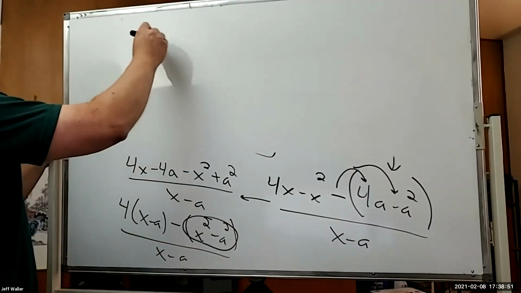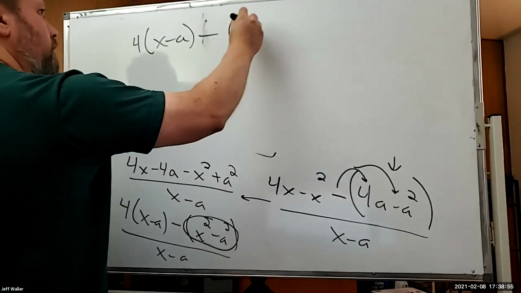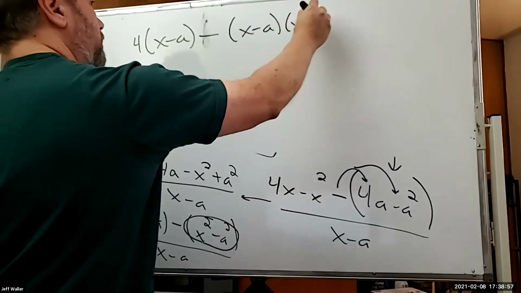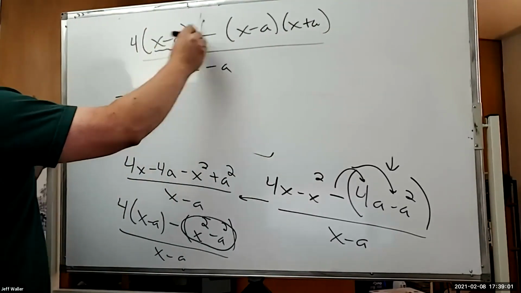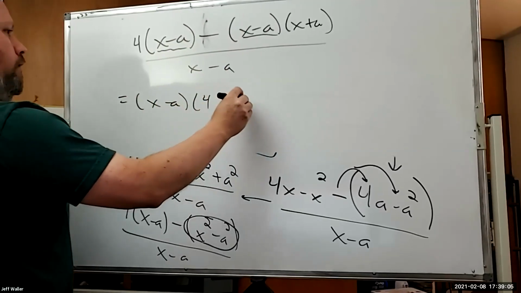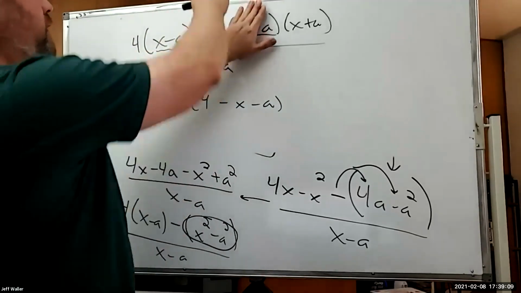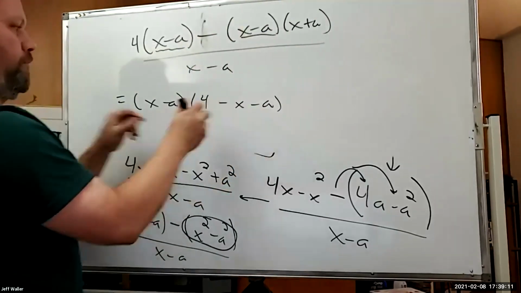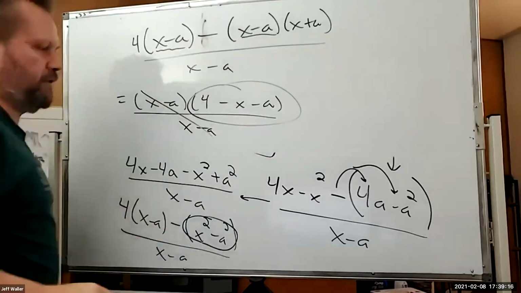Let me take this up here. So I got 4x minus a, minus x minus a, x plus a, all over x minus a. I can take an x minus a out. I don't know if you guys see that. When I'm done with 4 and then minus x minus a. Well, a lot of good stuff happened there, and there's your answer.